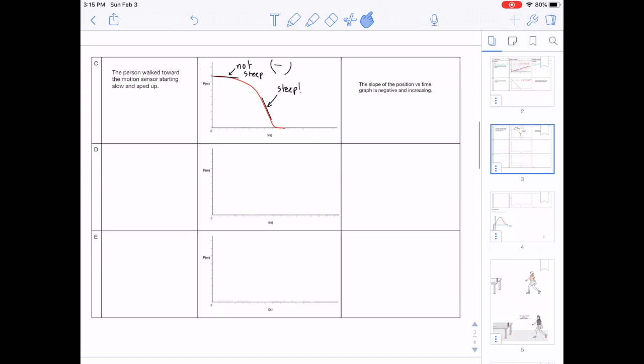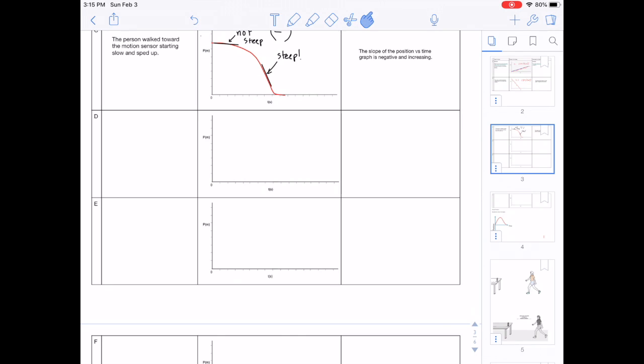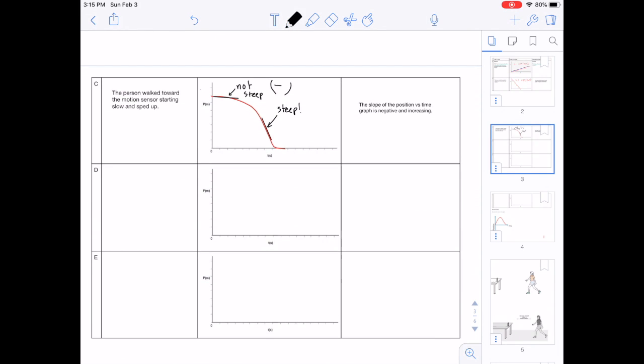So come up with different types of motion. Maybe the person walking towards the motion sensor fast and slowing down. Maybe the person walking away from the motion sensor and speeding up, or whatever you want to do. And then make sure to graph in this box. Write the explanation in this box and describe the graph in this box. And once you have that finished, turn that sucker in.